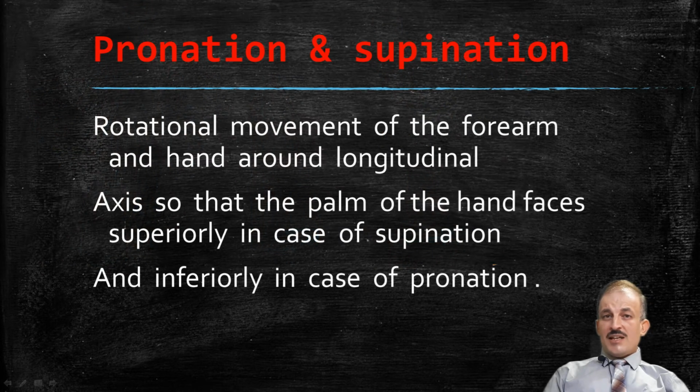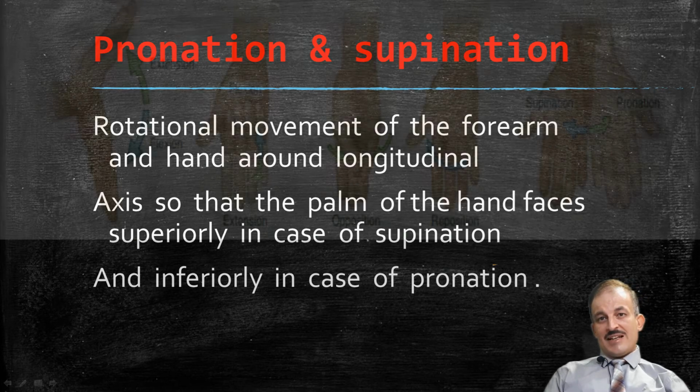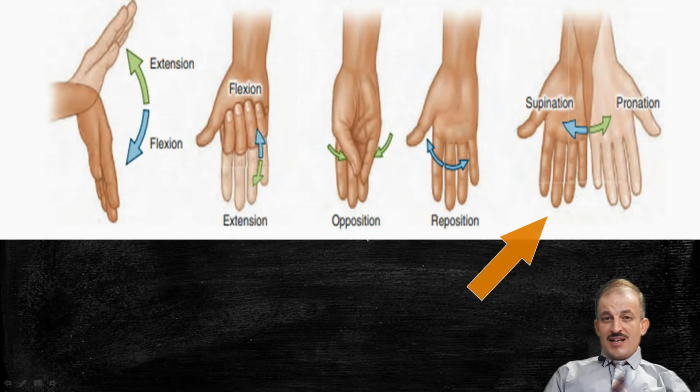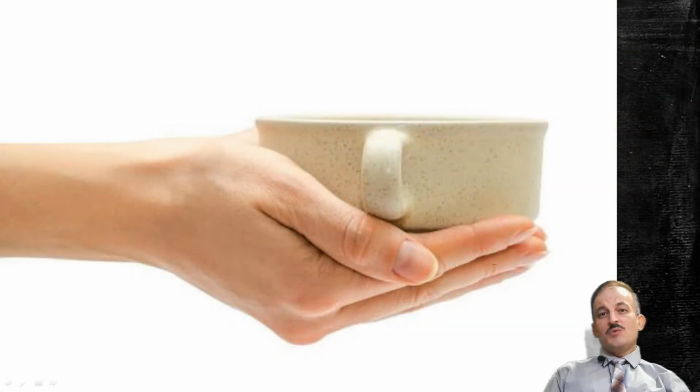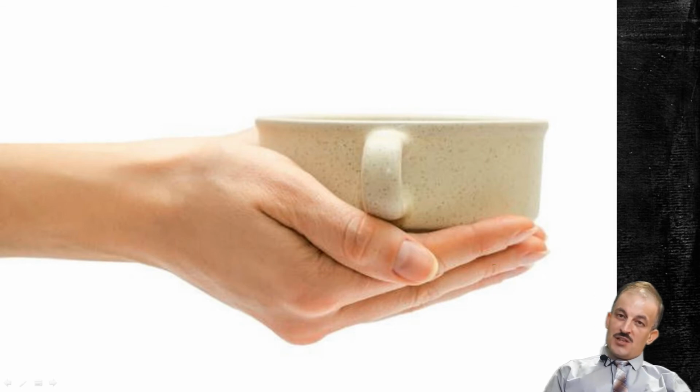Now pronation and supination, also a rotational movement of the forearm. It is special to the forearm around its longitudinal axis. Don't forget pronation and supination. If you don't want to forget supination, think of when you move your hand outward, as if you are holding a plate of soup. So soup, supination. Your palm will be directed superiorly, while in pronation your palm is directed to the ground.